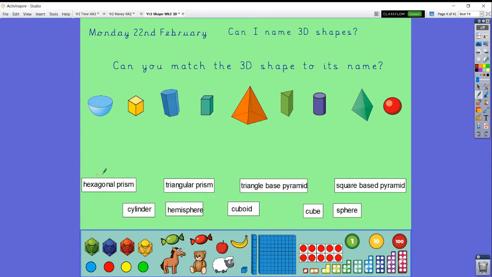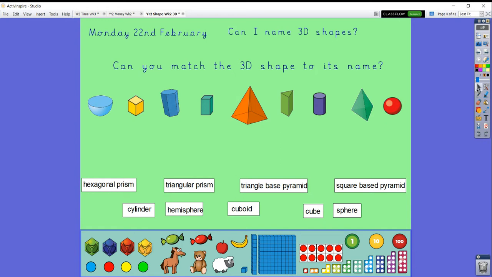Let's have a read of them first before you have a go at matching them. Hexagonal prism, triangular prism, triangle-based pyramid, square-based pyramid, cylinder, hemisphere, cuboid, cube, and sphere. Press pause and see if you can match the names of the shapes to these pictures.